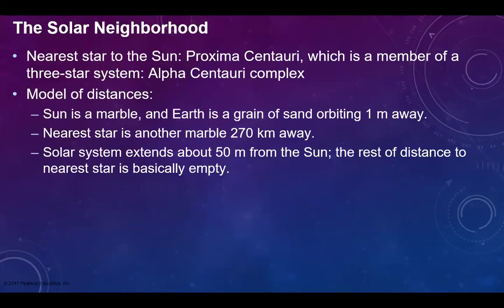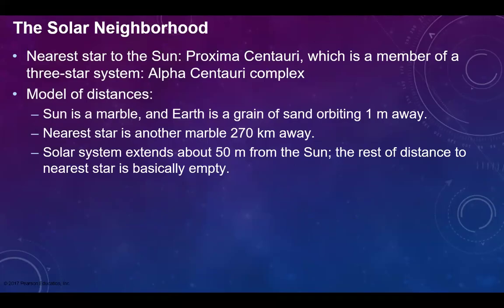The nearest star to the sun is Proxima Centauri, which is a member of the 3-star Alpha Centauri complex. You can measure its parallax. It's less than 1 arcsecond.